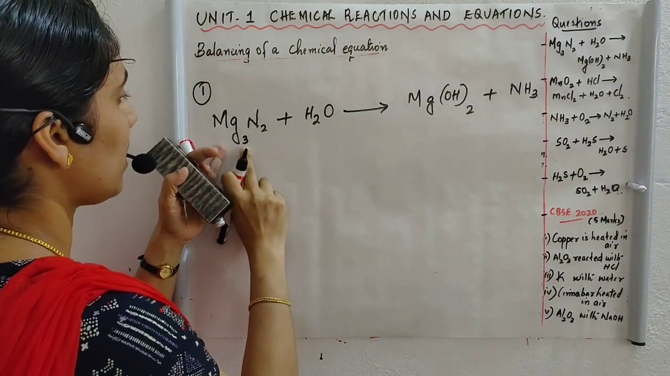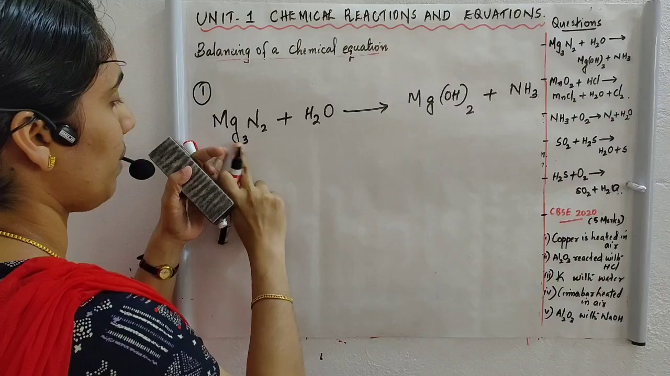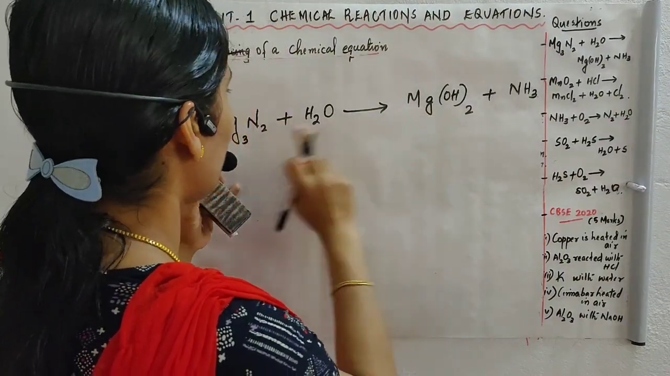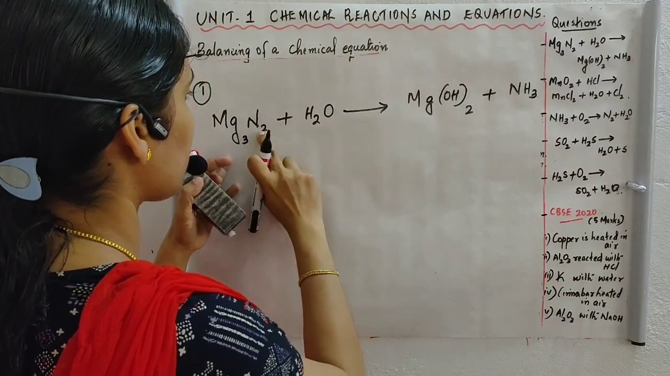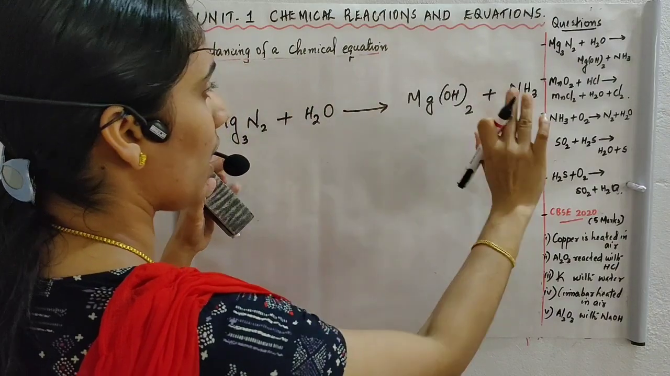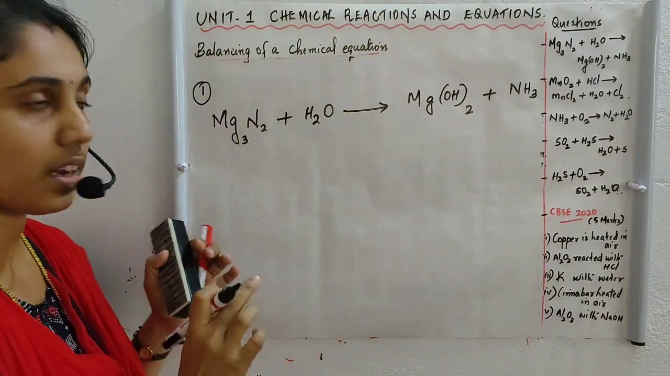You can see on this side magnesium is 3, and on this side it is only 1. That's why magnesium is not balanced. Nitrogen here is 2, this side it is 1. So this is an unbalanced chemical equation. We have to balance it.